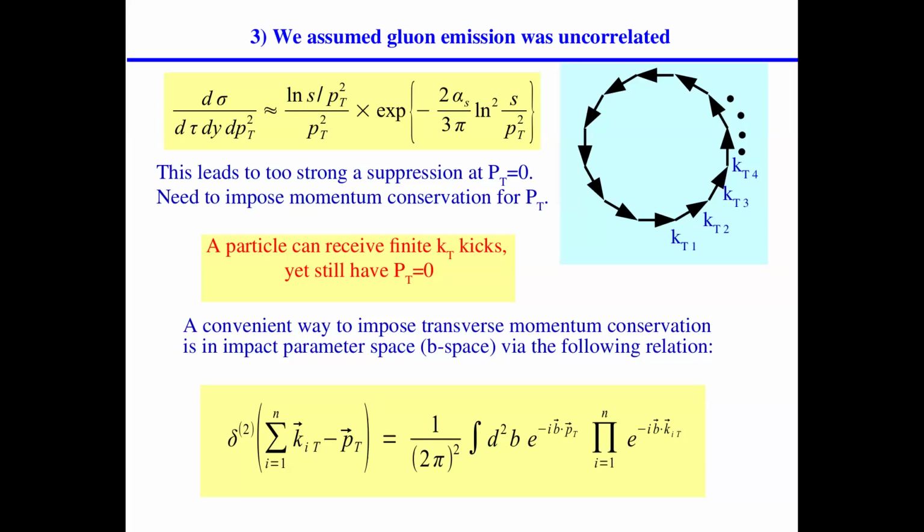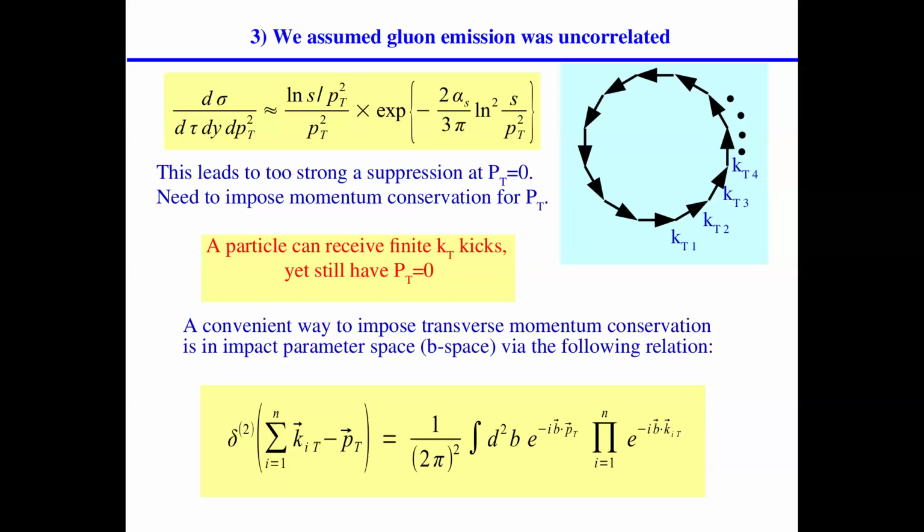The way that Collins-Soper-Sterman did it, basically you have this momentum conservation. They implemented it in B space, in impact parameter space, by doing a transform. I think there have been some attempts to do that without the B space, and there have been some.